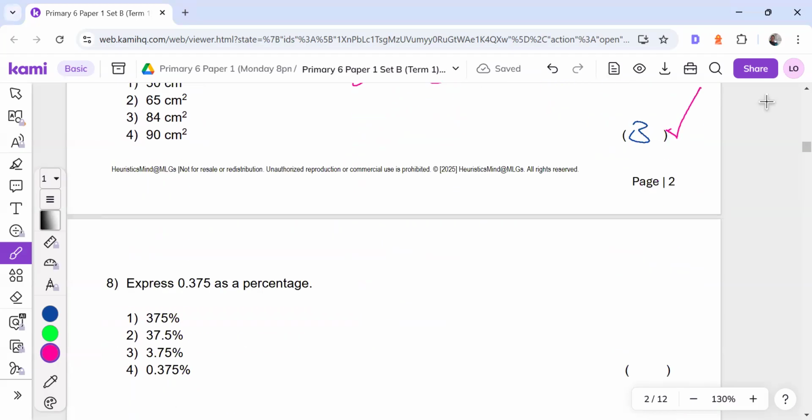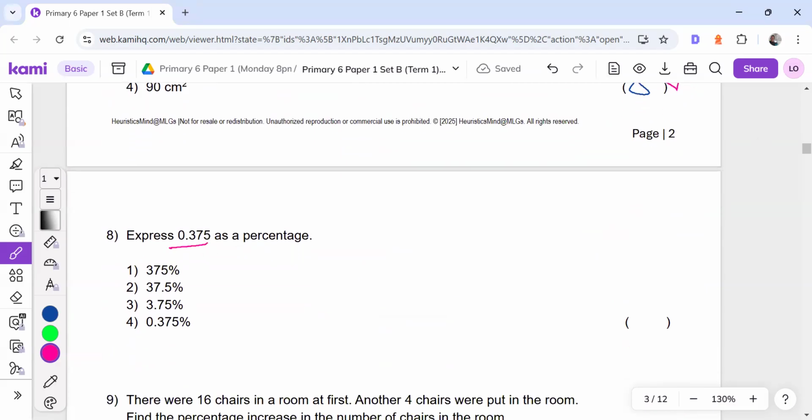Okay, all right. Now, let's go to question number 8. How do you write your percentage? How do you convert decimal to percentage?